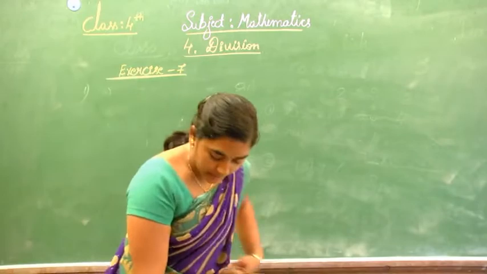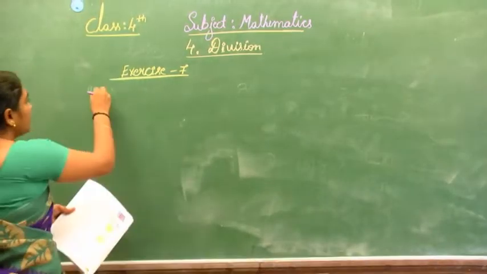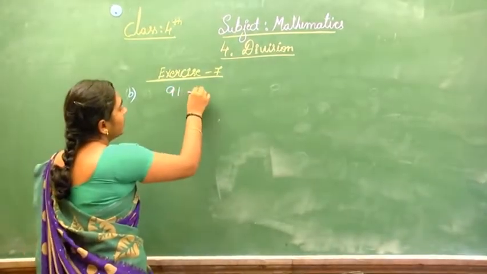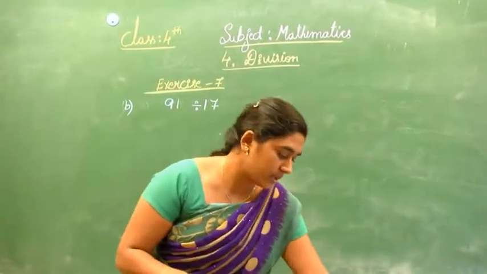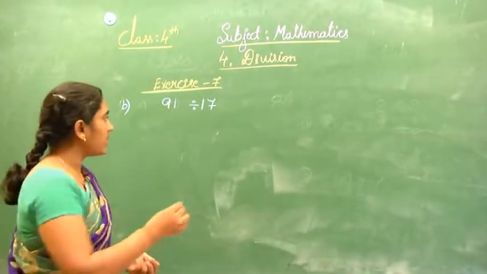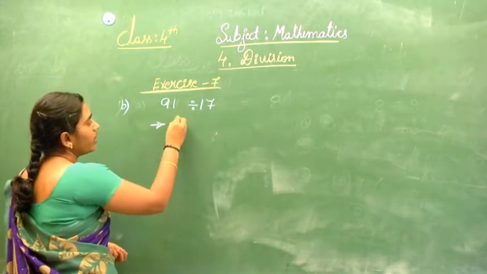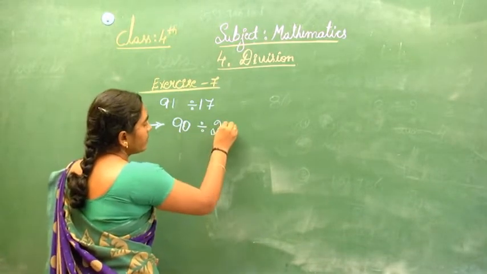It seems a little difficult, but once you follow it, you can understand easily. The next, second one, 91 divided by 17. Try to solve this. 91 by 17. First method, we need to round it off, which becomes 90 by 20.